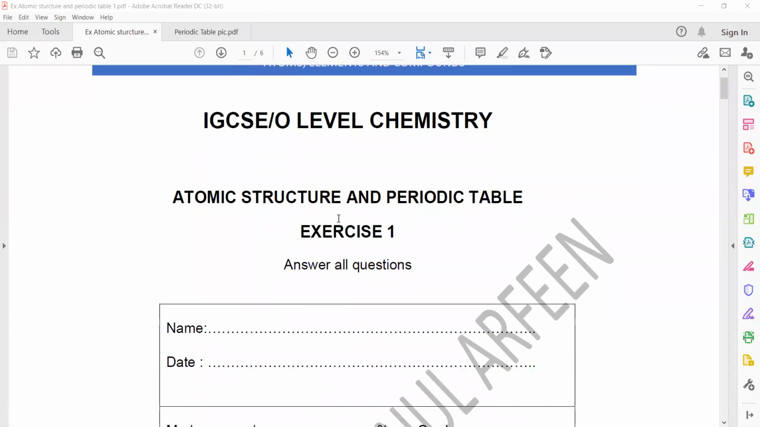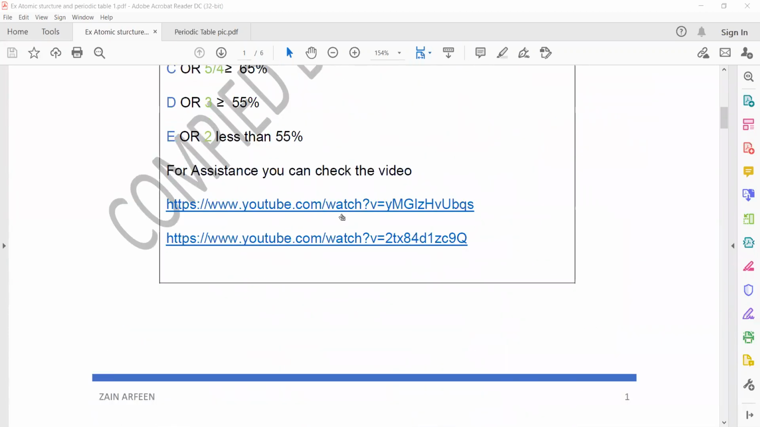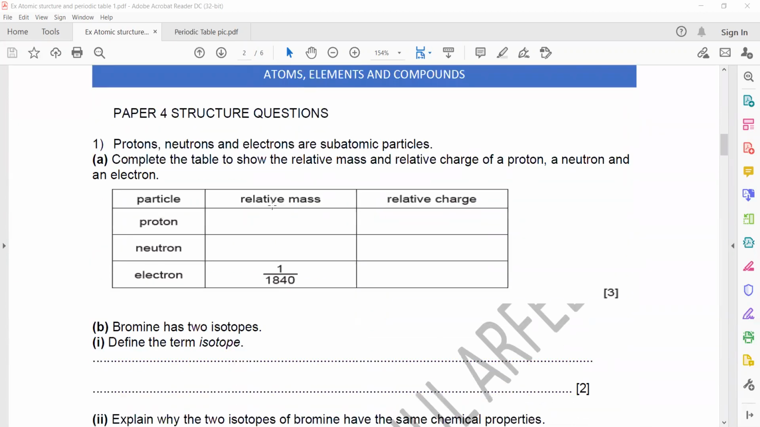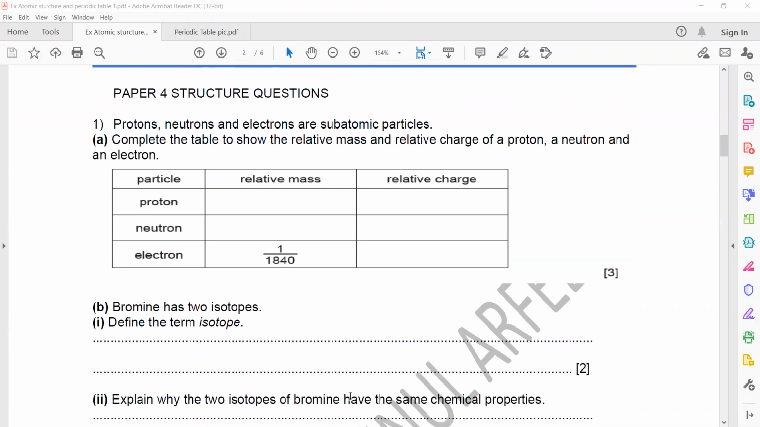Exercise 1 of atomic structure and the periodic table. Paper 4 question: protons, neutrons and electrons are subatomic particles. Complete the table to show the relative masses and relative charge. So the relative mass of a proton is 1, the relative mass of a neutron is 1, the relative charge is +1 for a proton, 0 for a neutron and -1 for an electron.